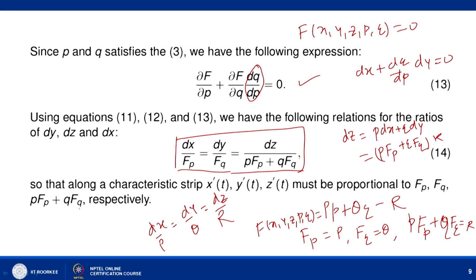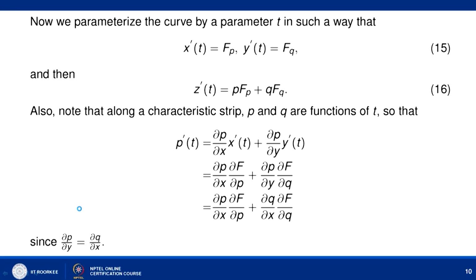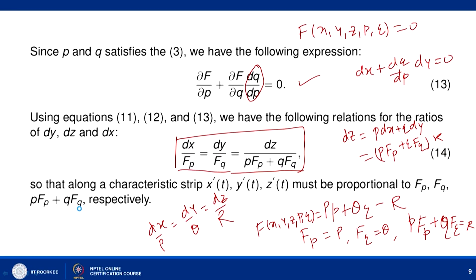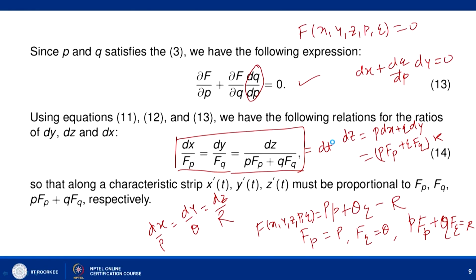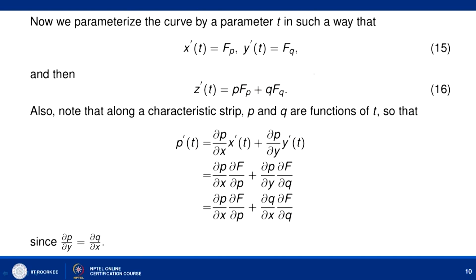That is what this equation number 14 represents. Now, what we do, we can parameterize our curve by taking this as dt here. Then we can write down our equation number 14 as the following: x dash t equal to f_p, that is, dx by dt equal to f_p, and dy by dt equal to f_q, dz by dt is p f_p plus q f_q. So, that is what I have written here as equation number 15 and equation number 16.